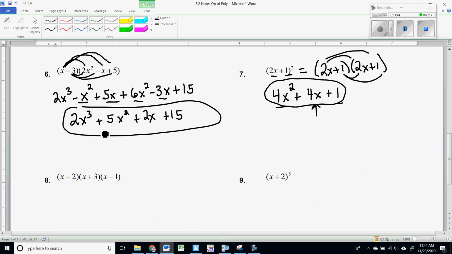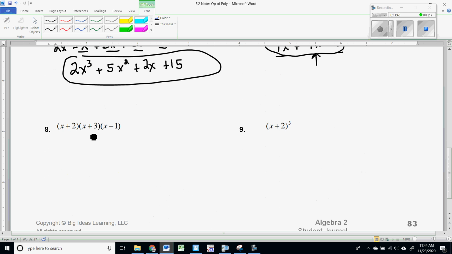Now, what happens when instead of having just 2 polynomials, you have 3 you want to multiply? Well, what you want to do is pick the first 2 and FOIL those. First, outside, inside, last. And if I do that, I get x squared plus 3x plus 2x plus 6, which is x squared plus 5x plus 6.